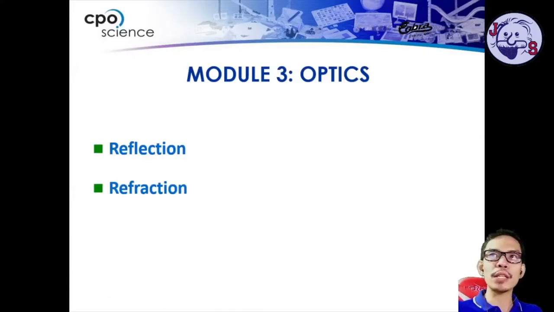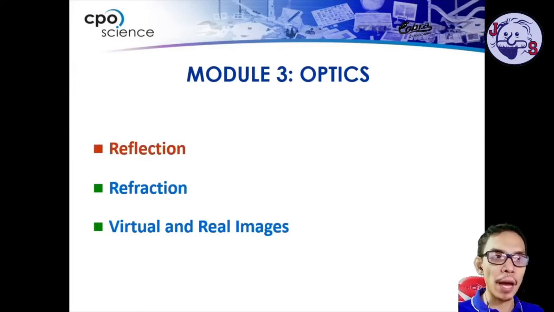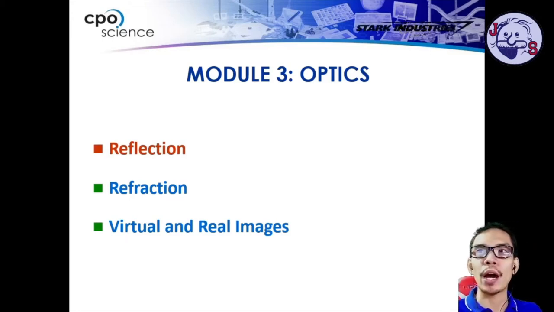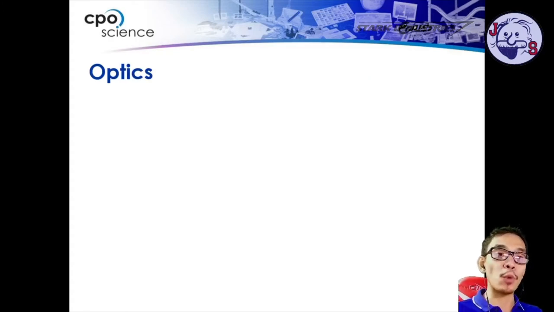All right. So the things that we are going to include in this video lesson are the following. Number one is reflection. The second one is refraction. Then the third one is the two types of images. So we have the virtual and real images. What are their respective differences? As we go over it one by one, let's first define what optics is.